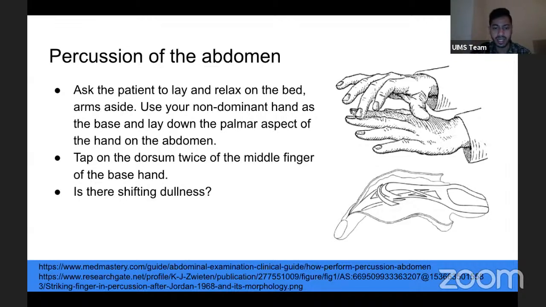all for 30 seconds. If ascites is present, the area that was previously dull should now be resonant due to the shifting of the dullness, because when we're tapping on it, the fluid is moving to the other side, and the other side is remaining dull. So this is shifting dullness. Usually we use it for assessing ascites.